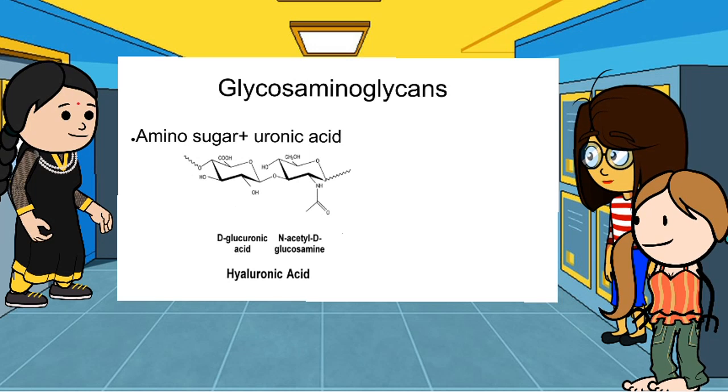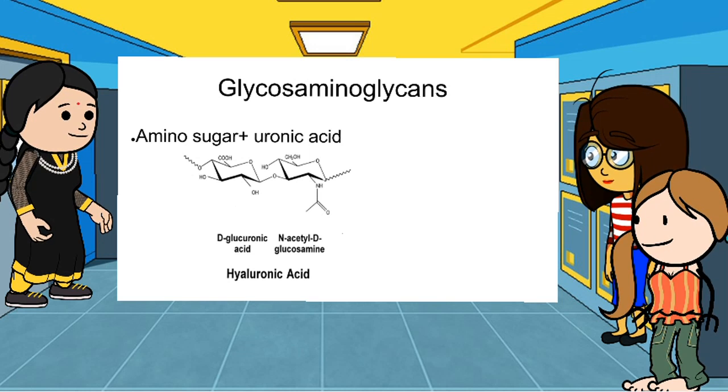So these mucopolysaccharides are repeat subunits of an amino sugar, where the second hydroxyl group is replaced by an amino group, and a uronic acid, where the last carbon atom is oxidized to form the uronic acid. Okay, so they are the disaccharide repeat subunits of amino sugar and uronic acid.